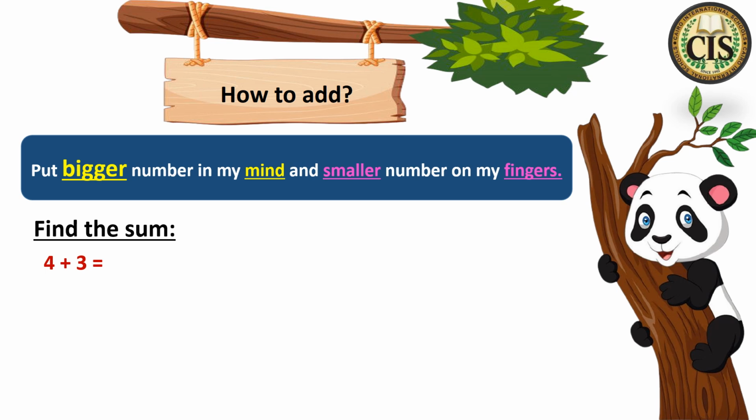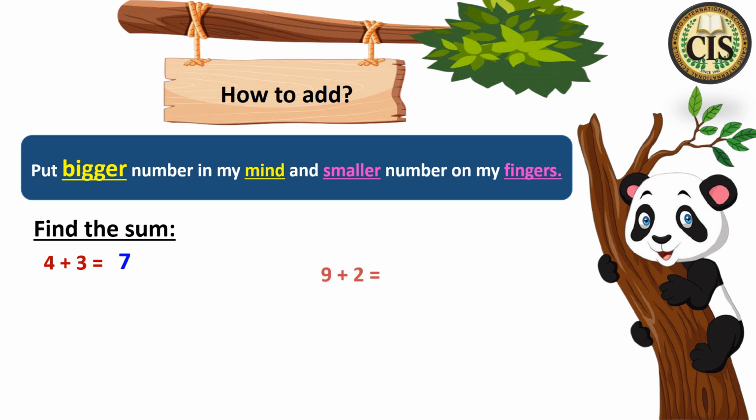Oh, look here at the sign. It's addition. Yeah, so we have to put the bigger number 4 in my mind and the smaller number 3 on my fingers. All of you put 4 in your minds and 3 on your fingers and start counting with me. After 4, 5, 6, 7. So we will write 7.